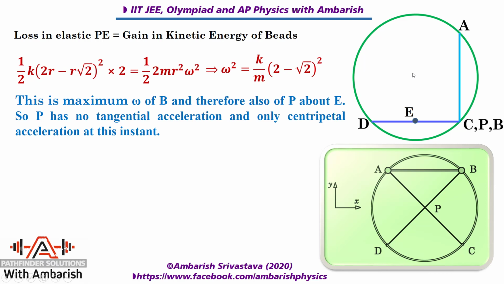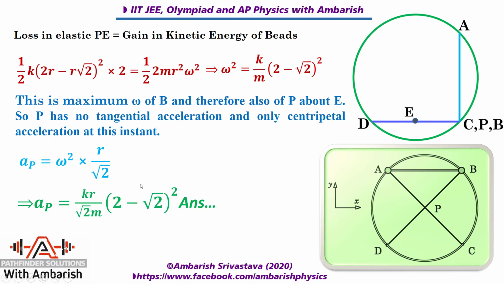Now omega of B about O is maximum and alpha of B about O is 0. That means alpha of P about E is also 0. So P has no tangential acceleration, only centripetal acceleration about E, whose omega we have already found out. Once I know omega square, to find the centripetal acceleration I just multiply it by the radius, the distance EP. So acceleration of P is omega square into R by root 2, because that whole distance is R root 2, and divided by 2 it becomes R by root 2. If you solve this, you get acceleration of P as kr upon root 2 m, into (2 minus root 2) whole squared, and that's our final answer.